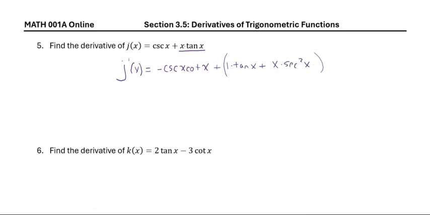Alright, so there you go. And again, you might be able to clean that up. You might be able to factor something out. It doesn't look like there's much to clean up here. That first term, negative cosecant x, cotangent x. And then we're just adding 1 times tan x is tan x. And then x secant squared x. There's not really much to do here to clean this one up, unless you can find some identity that I'm not seeing off the top of my head. So I'll just leave it like that.